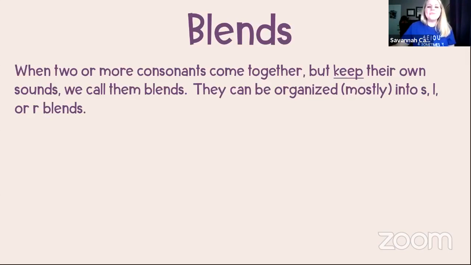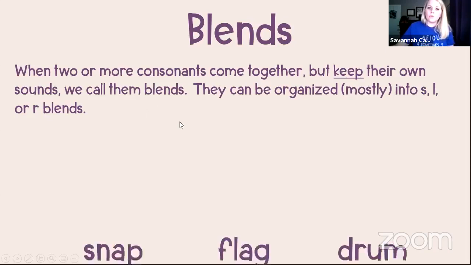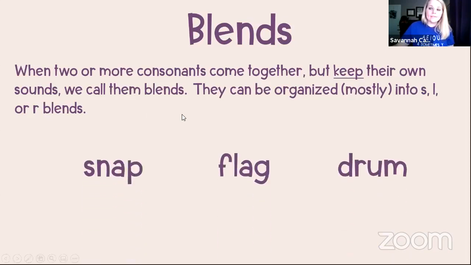All right, so what is a blend? Unlike a digraph, where two consonants make one sound, a blend is where you have two consonants, but they make separate sounds. They keep their own sounds. They can kind of be organized into three big groups: S blends, L blends, and R blends.